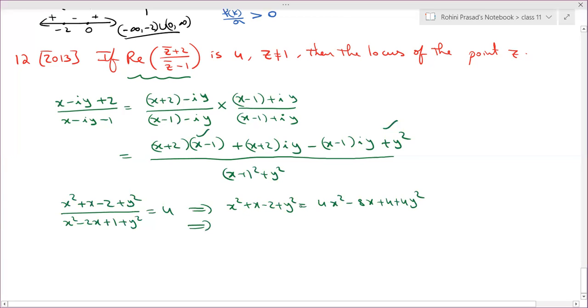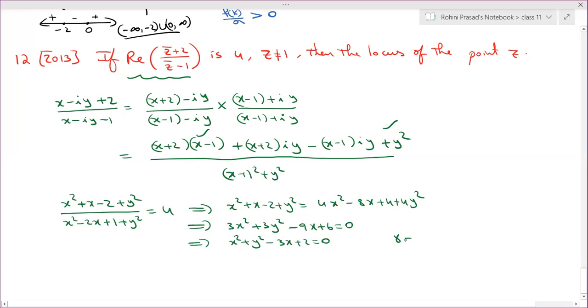So you send everything to the RHS: 3x square plus 3y square minus 9x plus 6 equal to 0. So it's basically a circle equation. You can take the 3 common also: x square plus y square minus 3x plus 2 equal to 0. Yeah, you get a circle equation. What they're asking? Is the straight line parallel to x-axis? Wrong. Straight line equally inclined to the axis? Wrong. A circle with radius 2 and a circle with radius half.